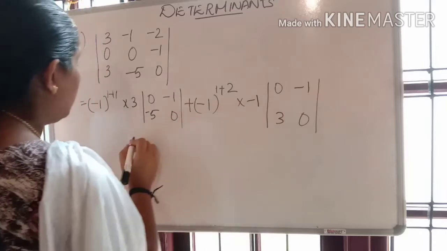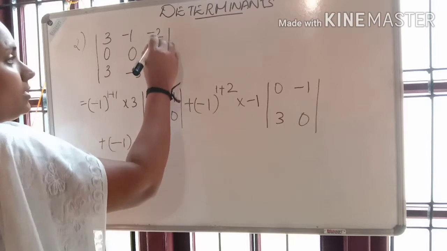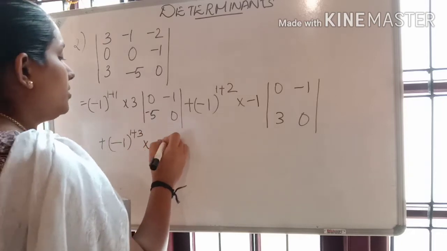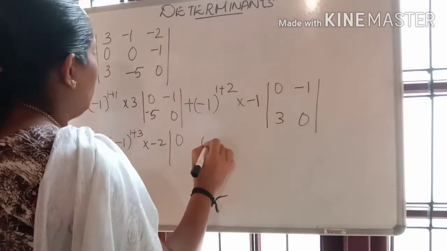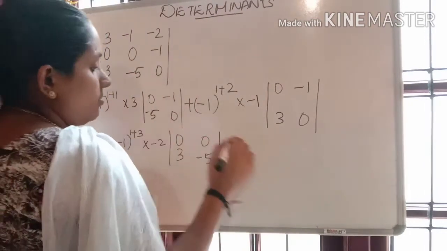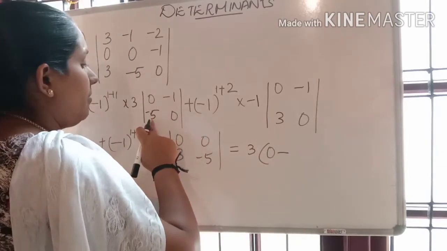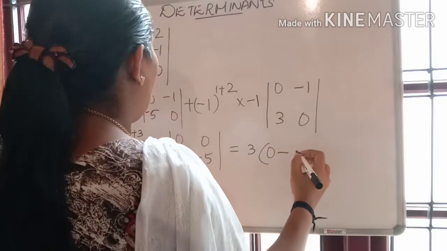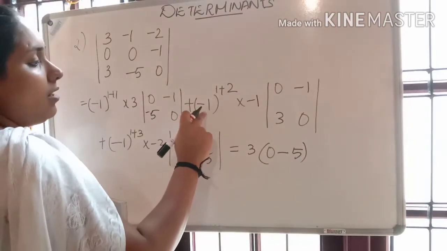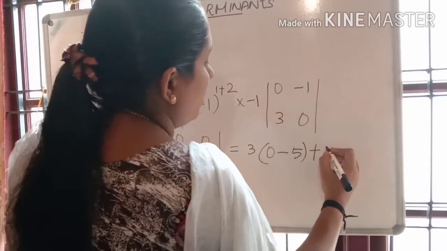Okay, next one is the third one, minus plus minus 1 the whole power. This is the first row, third element. For 1 plus 3 into minus 2, 0, 0, 3 minus 1. Here we will get the answer as minus 1, that is 1 into 3, 3, 0 minus minus 5 into minus 1, that is plus 5, right?